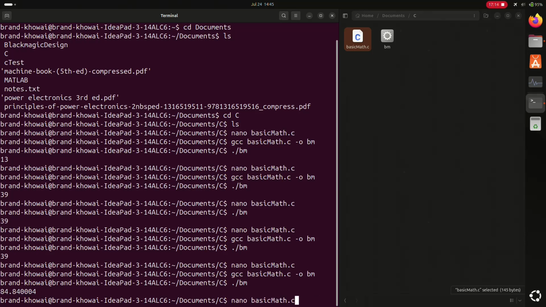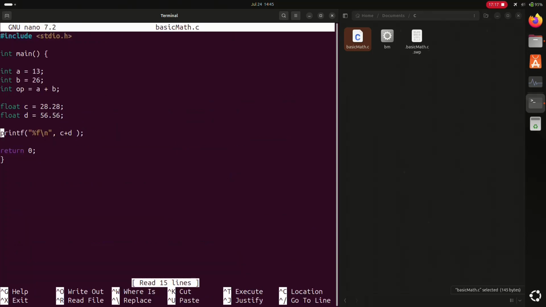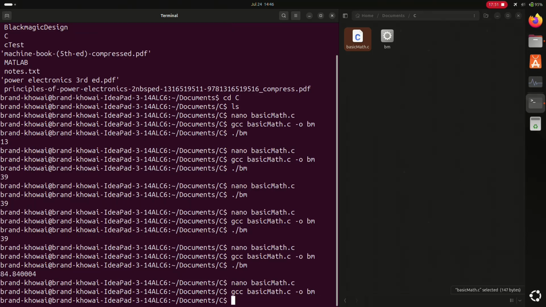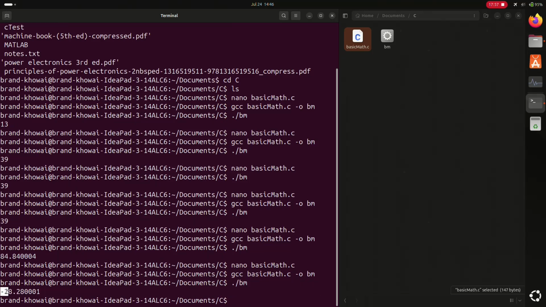Now again to the code. We have seen the addition of decimal or float numbers. So what if I do d minus c, or c minus d? c minus d would be great to see, because c is a smaller number than d, and it should output minus something, because 28.28 minus 56.56 should be a negative number. So will it output a negative number? Let's see. Control X, Y, enter. Now again this is compiling, like pressing Control S in VS Code. Now run the code. Yes, it is outputting a number with a negative sign, if you can see it clearly.